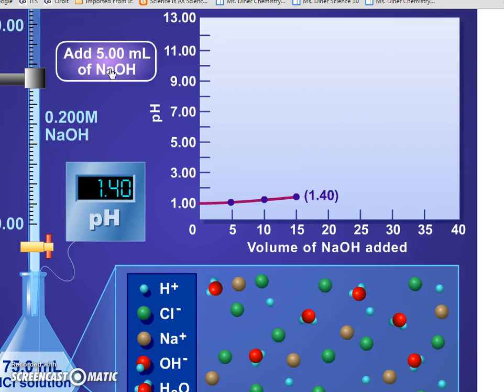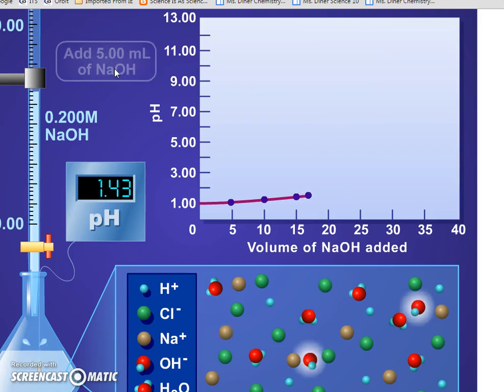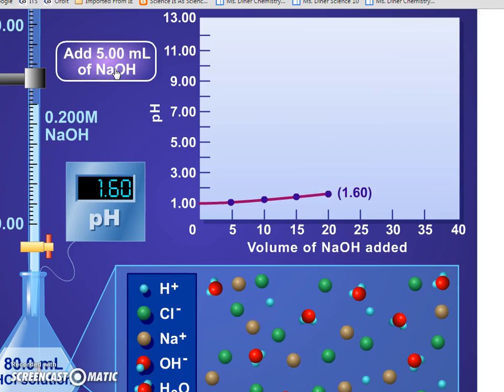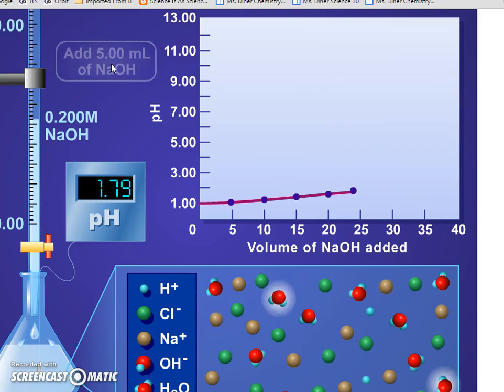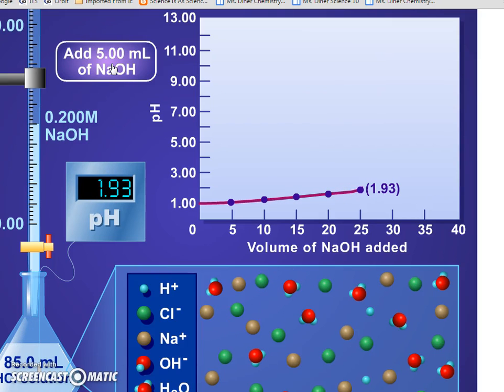The pH stays really low. Add another 5 milliliters, same thing. Hydroxide picks up the hydrogen ion, forming water. The only thing affecting the pH are the free hydrogen ions in solution. Same thing again, picking up some more hydrogen ions. We have just a couple of free hydrogen ions, and those are what's dominating the pH, because everything else in there has no effect on the pH.